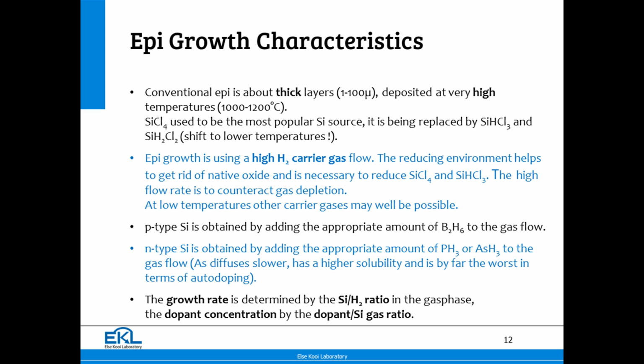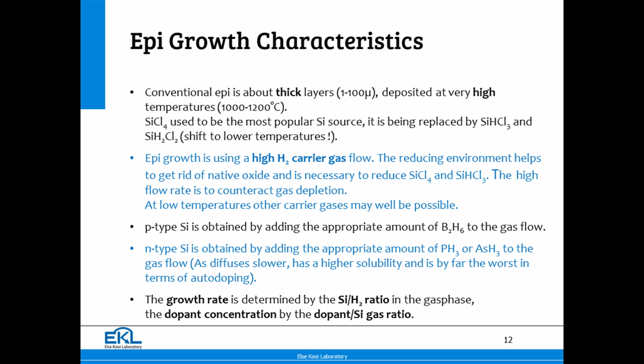We are moving to lower temperatures, and at lower temperatures other carrier gases than hydrogen may be possible. But remember, at temperatures over 900 you cannot use nitrogen because you will grow nitride on the wafer, even a thin layer. And helium and argon are a little bit expensive to use, so hydrogen is still a good choice, and it's possible to obtain it in the quality you need.